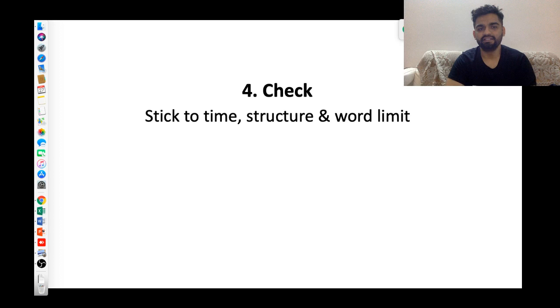Then check finally. Stick to time, the structure, which we discussed in point number 3, and the word limit. Do not exceed the word limit. Exceeding by 10, 12 words is fine, and missing the word limit by 10 to 15 words is fine, but being around that word limit is very important. Right, so this was about it.